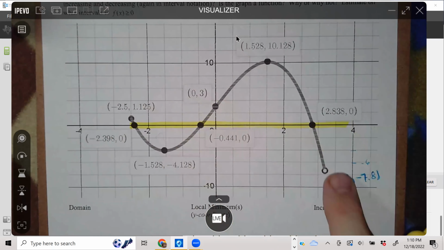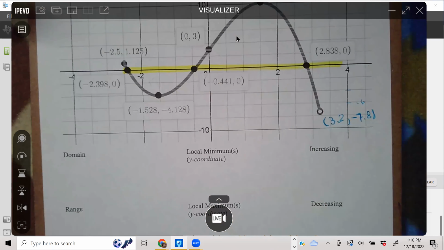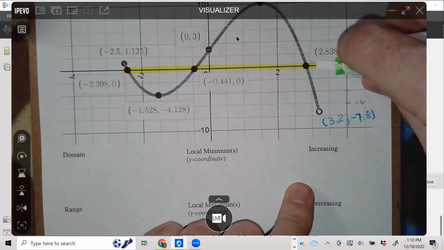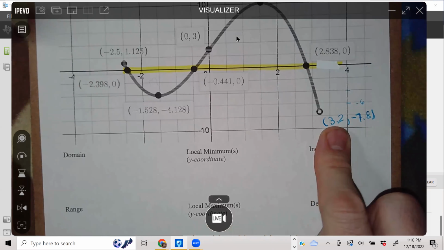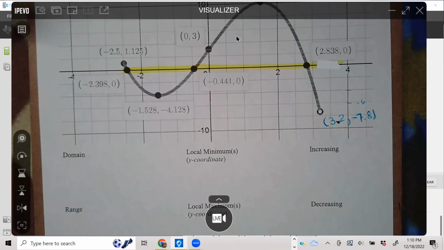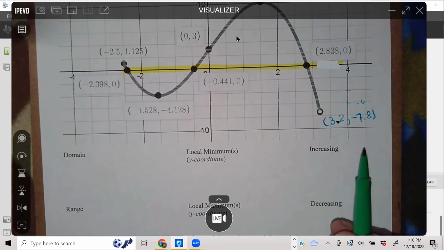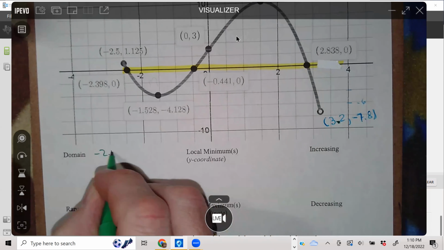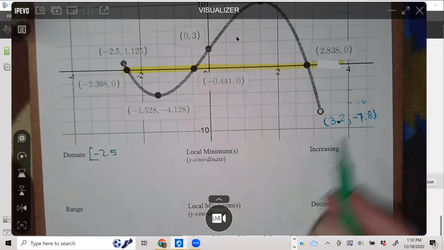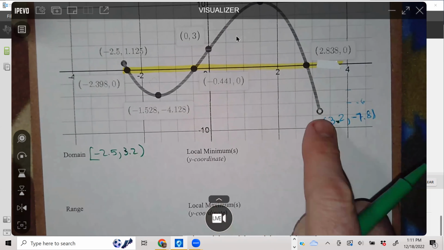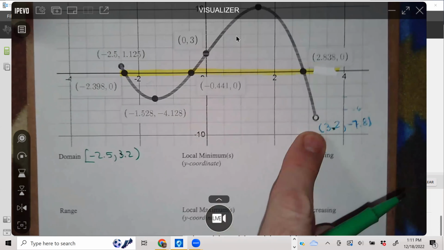Now, I forgot to put a point there. So yeah, there we go. Let's just estimate it at 3.2 and -7.8 for purposes of this calculation. Now, for the domain, it starts at -2.5. But we're going to include that with a bracket, and it goes all the way up to 3.2. 3.2 gets a parenthesis because that point is not actually there.